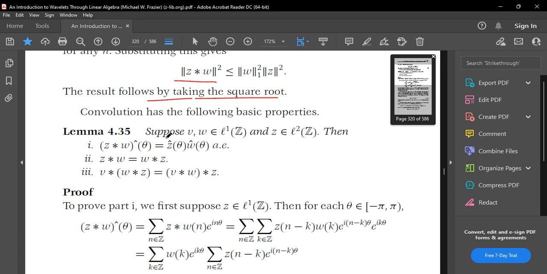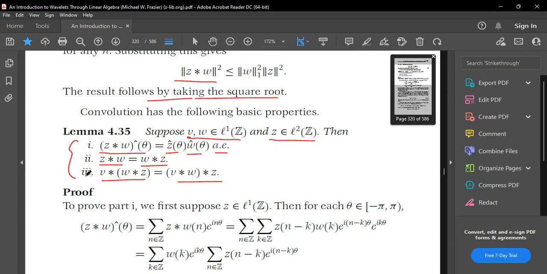Now this lemma is here, lemma 4.35. One minute. Yes, we will prove that lemma. Lemma: if v, w belong to ℓ1 of Z and z belongs to ℓ2 of Z, then the Fourier transform of z star w at θ is equal to ẑ(θ) times ŵ(θ) almost everywhere. And z star w is commutative, and convolution is distributive also.